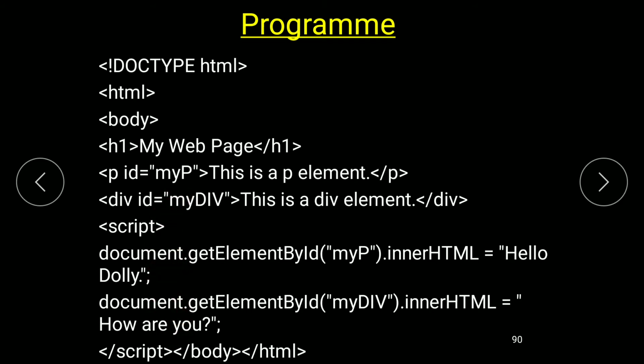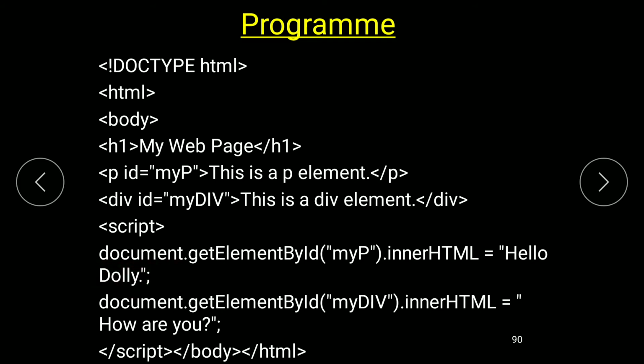In that script tag, you are going to write document dot getElementById. You know about this already, right? In the previous slide, I already told you what getElementById is. So document is the object, getElementById is the method. In that I am going to write myp, the id of the paragraph tag which we already took here. So myp dot innerHTML is the property of that object, and in that you are going to write hello dolly, or you can write anything.